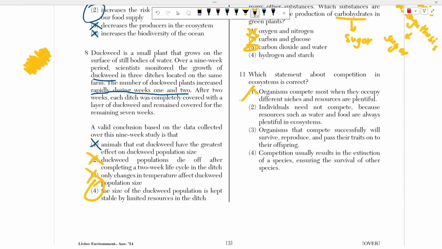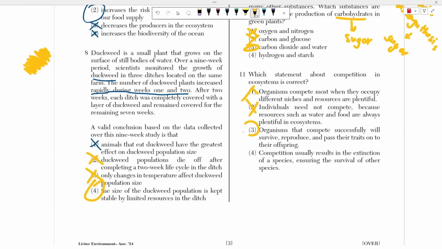Choice 2, individuals need not compete because resources such as water and food are always plentiful in ecosystems. This is false. The amount of water in an ecosystem is limited. The amount of food in an ecosystem is also limited. It's not always plentiful. Choice 3, organisms that compete successfully will survive, reproduce, and pass their traits on to their offspring.